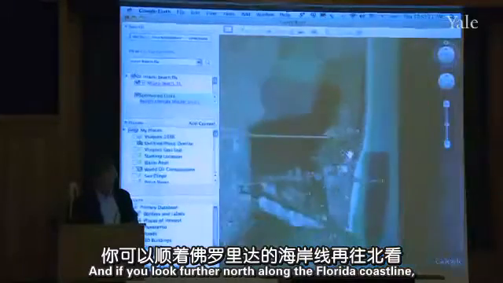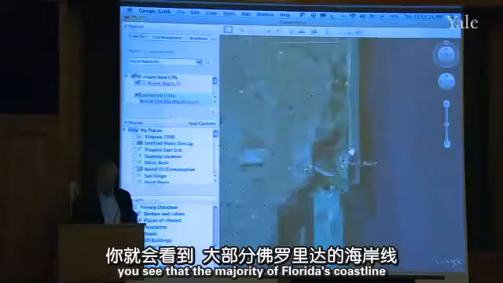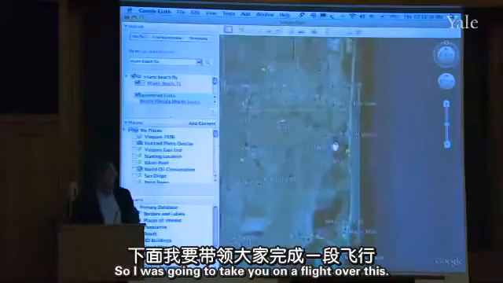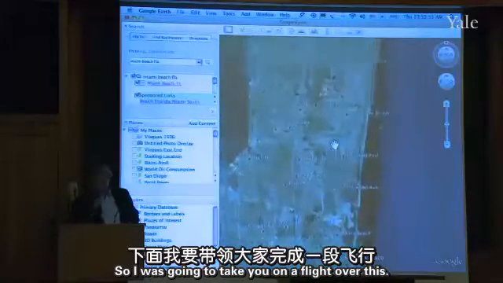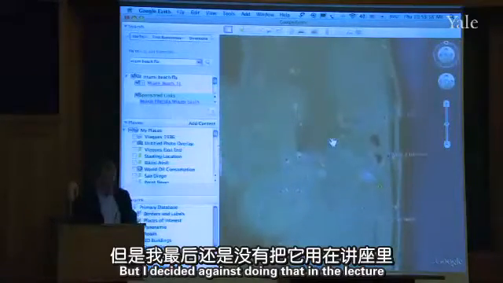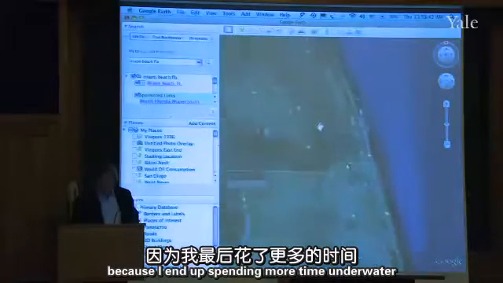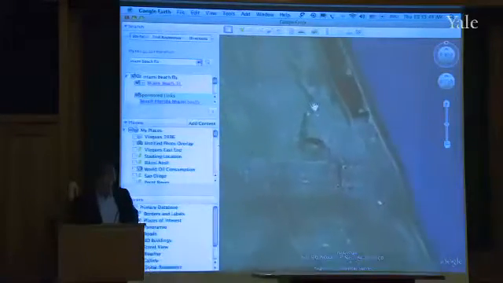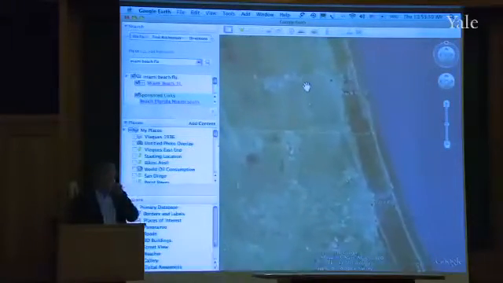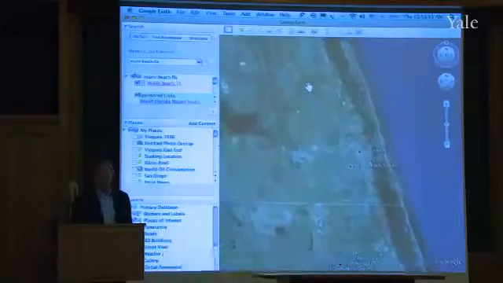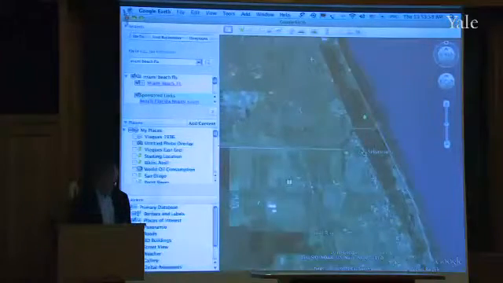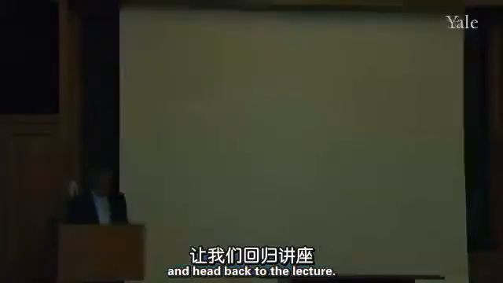And if you look further north along the Florida coastline, you see that the majority of Florida's coastline has these barrier islands on it. I was going to take you on a flight over this. I don't know if any of you have played with a flight simulator on Google, but I decided against doing that in the lecture because I end up spending more time underwater with a plane than on the surface. But here you can see the barriers, variable in intensity. Miami Beach is probably the most intensely developed barrier island in the U.S., if not the world. So I'll pause and back out of this and head back to the lecture.